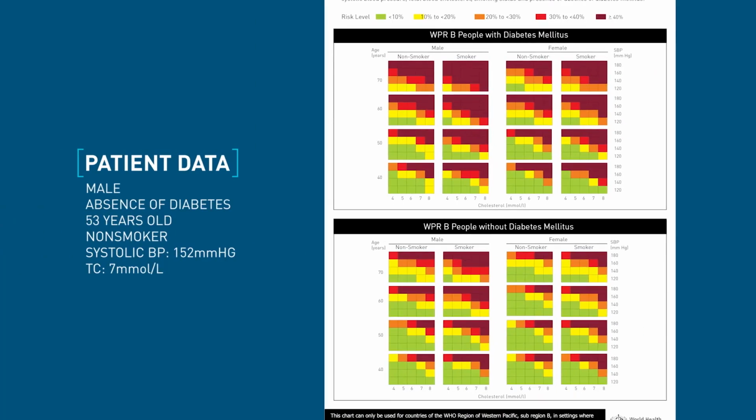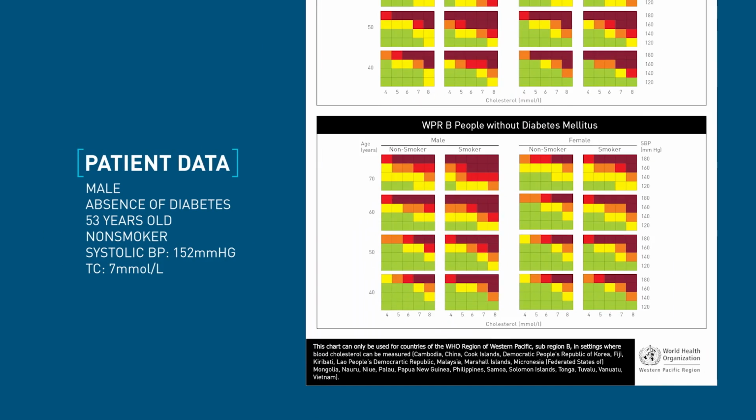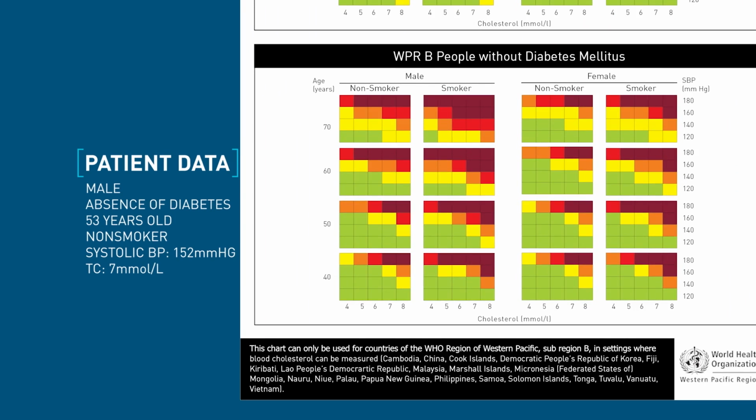For example, you have an individual who is without diabetes, male, non-smoker, 53 years old, with a systolic blood pressure of 152 millimeters mercury and a total cholesterol of 7 millimoles per liter. The risk factor profile corresponds to a 10-year risk of heart attack or stroke of green or below 10%.